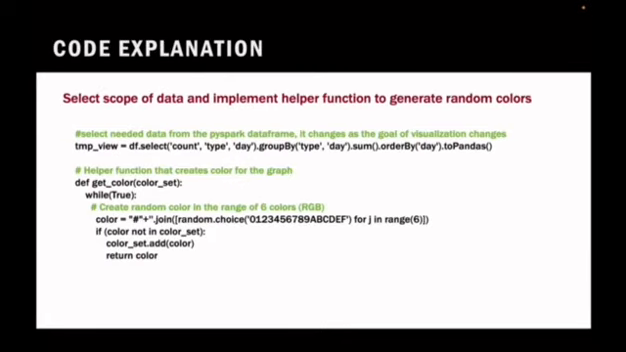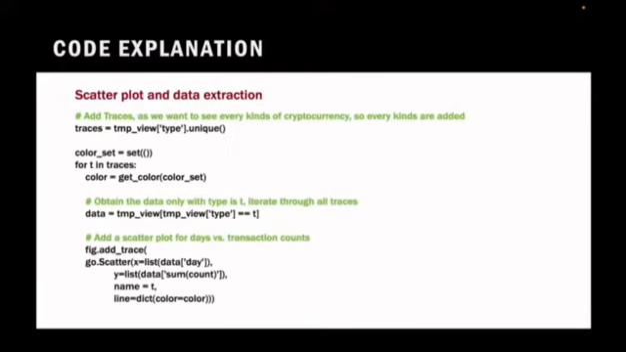So first of all, this section of code is about selecting the specific range of data and using PySpark data frame and pandas, creating the helper functions that return random colors that will be used in our graphs. Moving to the next part.